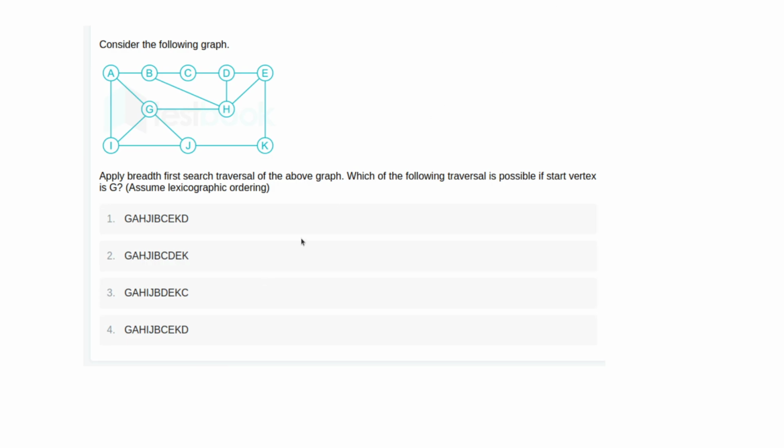Next question: this is the scenario, and it says apply BFS, similar to the question we have done. The start is G, so what will happen? If you have to do lexicographic order again, for G you will expand A, I, and J, because A first, then I, then J. So it will be G, A, and H is also there. So it will be G, A, H, I, J. And you will get the answer, which will be option 3, right?